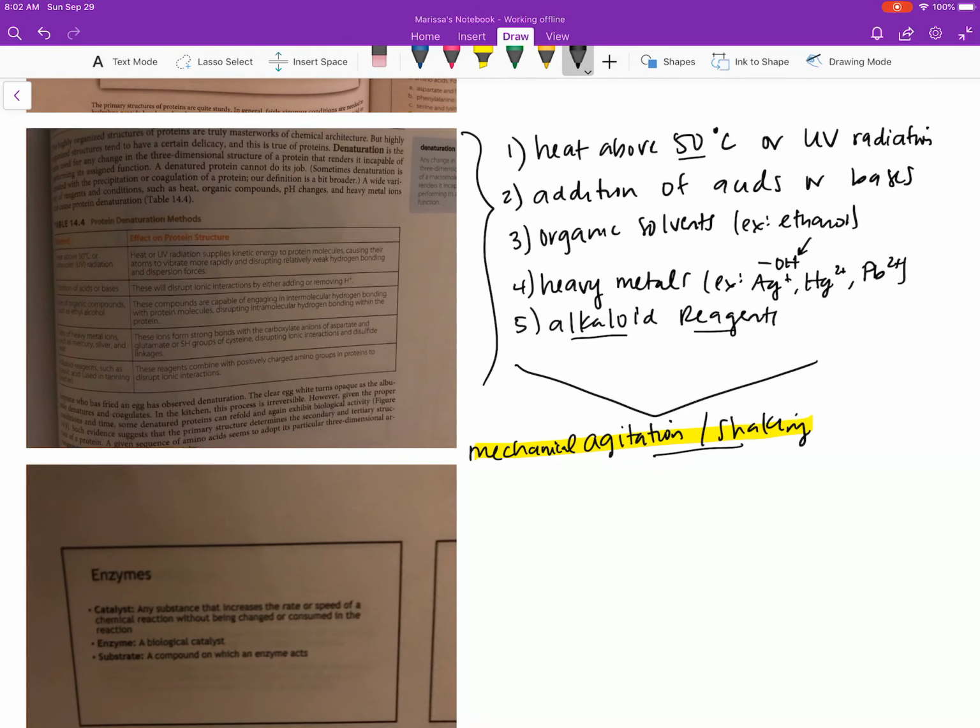Okay, so the most common ones that you're going to see are the heat exposure, I would say, and the mechanical agitation. The other things I don't think are as common, especially when you're talking about medicines where you're using a new syringe every time.